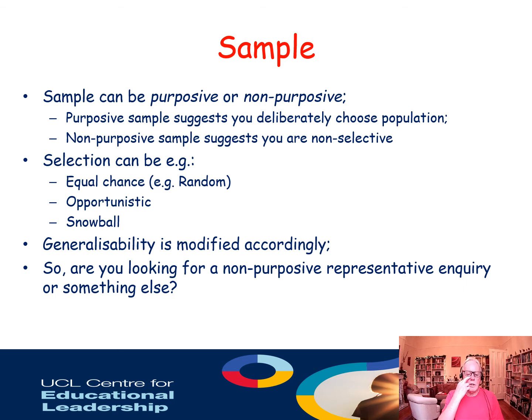Now, there's nothing wrong with selecting part of the population, just so long as you tell people why you are doing it and what the rationale is. So the question you're asking yourself is, are you looking for a non-purposive representative inquiry or something else? Now, most of you probably won't be able to do a non-purposive representative inquiry given the time you have. You're going to have all sorts of things about access and opportunity.